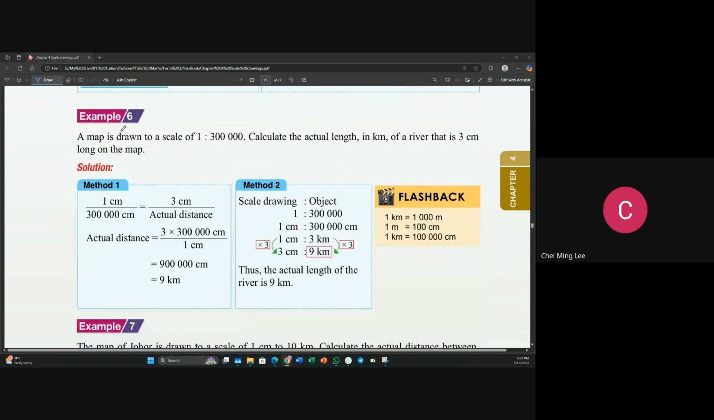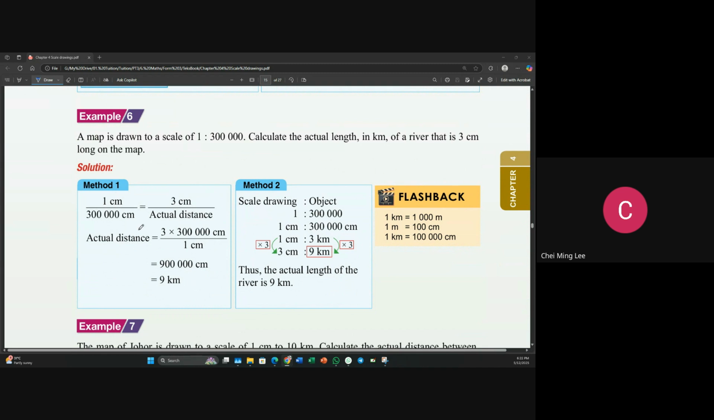A map is drawn to a scale of 1 to 300,000. Calculate the actual length in km when the length is 3 cm on the map. So you can use 3 cm times 300,000. So you can use 1 over 300,000 equals 3 cm over actual distance. So shift this here, shift this here. So you get 3 times 300,000, you get 9 kilometer.